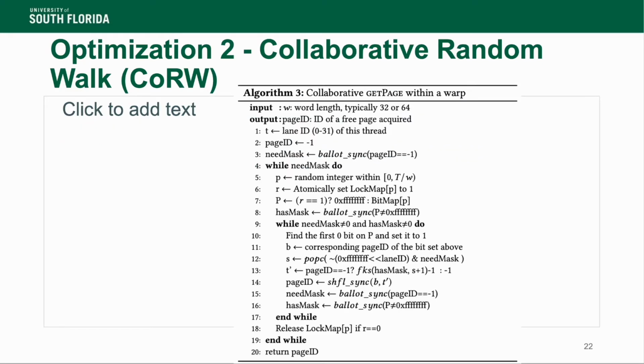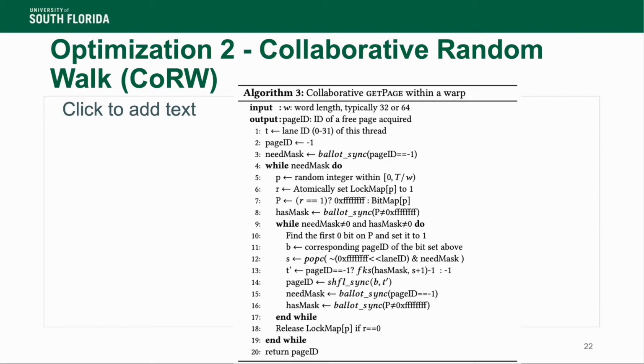So this algorithm repeats two steps. Number one, the threads work together to find free pages, and number two, identified free pages are assigned to individual threads according to their need. So implementation of this idea is not trivial. The main challenge is to keep track of the found pages and distribute them to requesting threads.